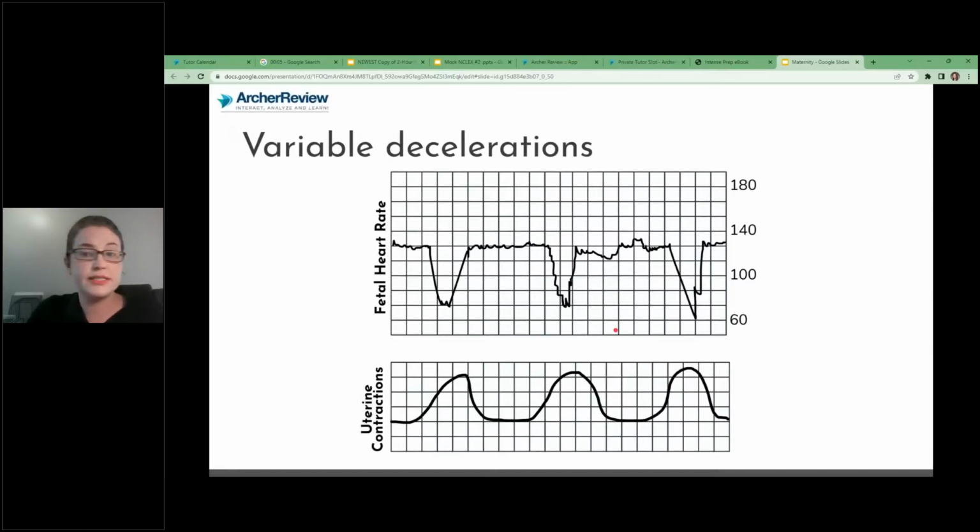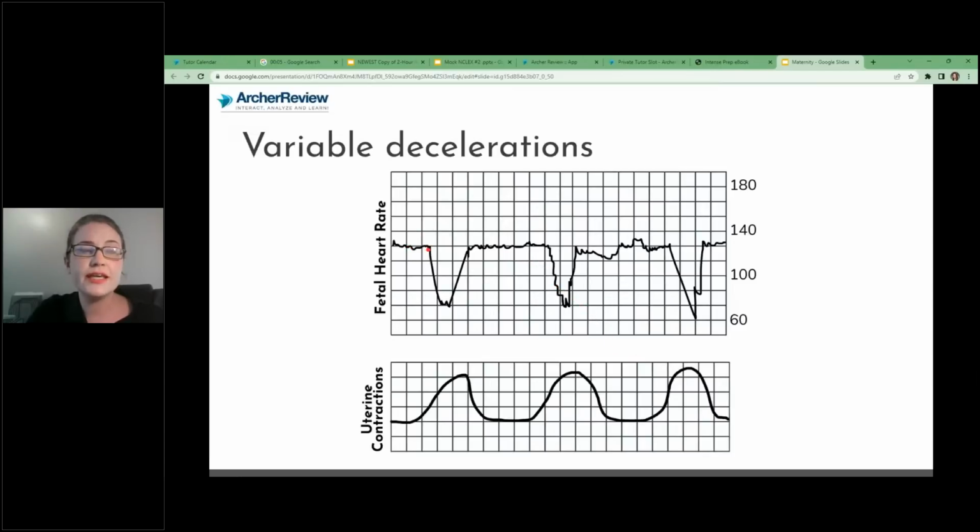Variable decelerations, not good. These mean that the cord is being compressed, there's pressure on the cord, and therefore the umbilical vein and artery, which means that no oxygen can get through to the fetus during that time, which causes that sudden deceleration in the heart rate.